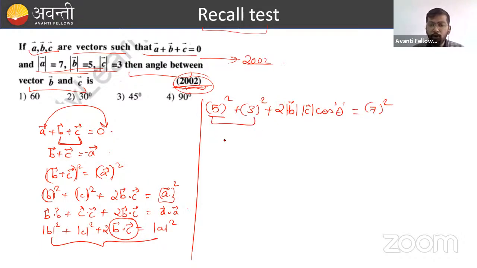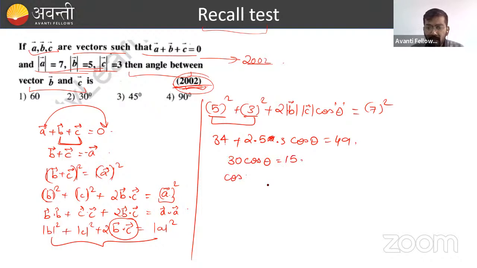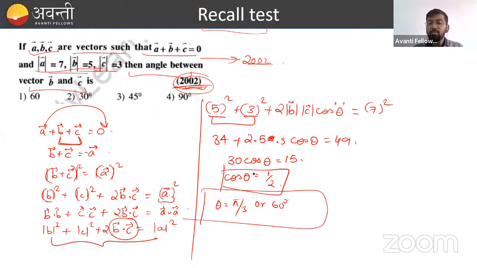So this comes out to be 25 plus 9, 34, plus 2 times mod of B is 5 and mod of C is 3 and cos theta equals 49. So 49 minus 34 is 15. This is like 30 cos theta equals 15. So cos theta value is half, right? So if cos theta is half, then theta is pi by 3 or 60 degrees, correct? So the answer is 60 degrees.